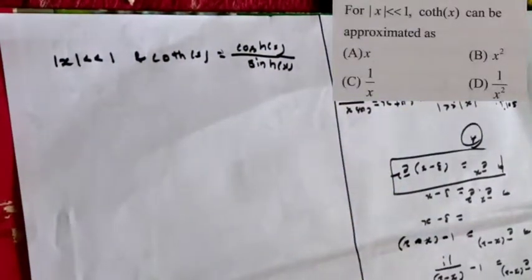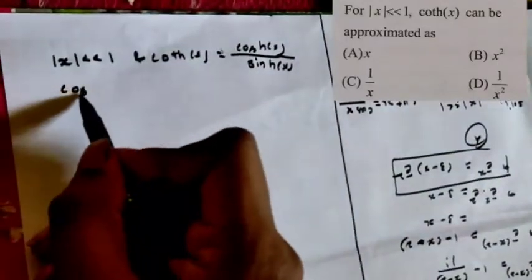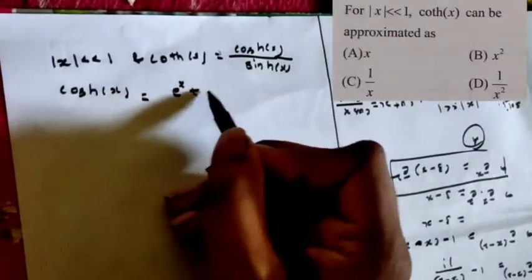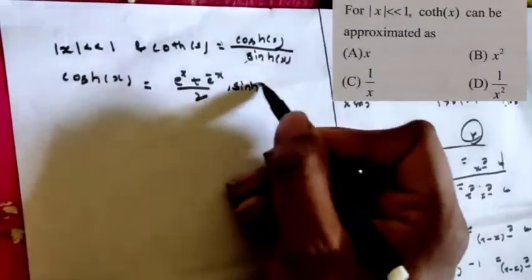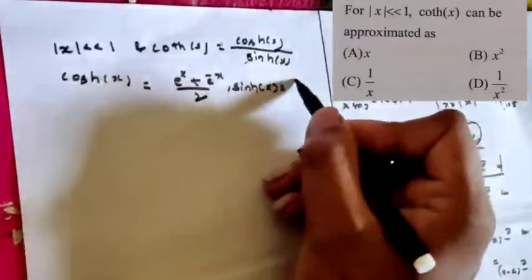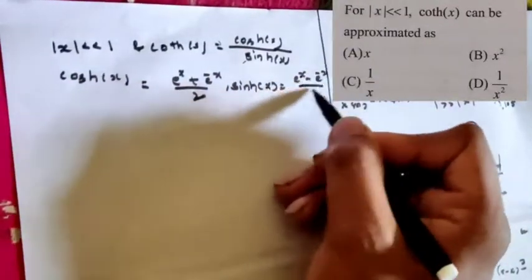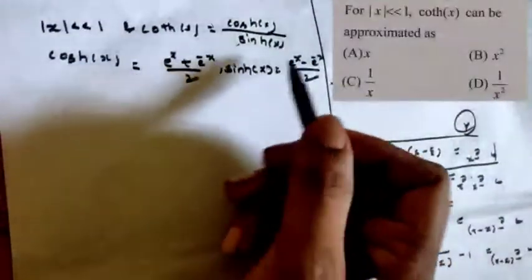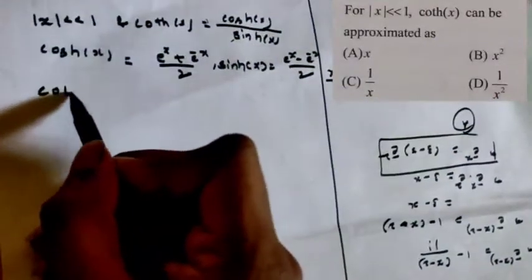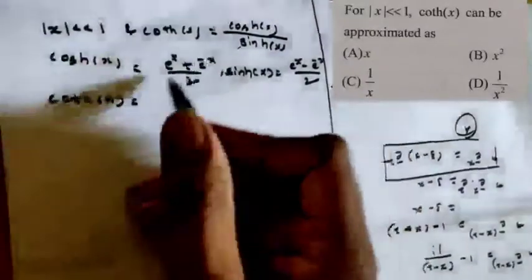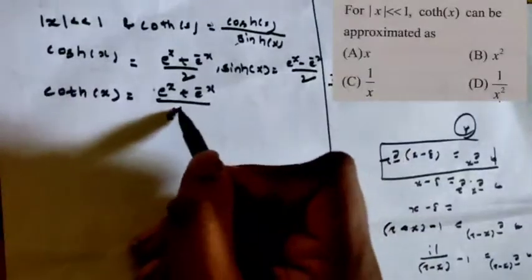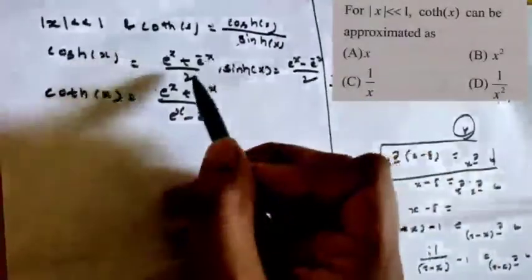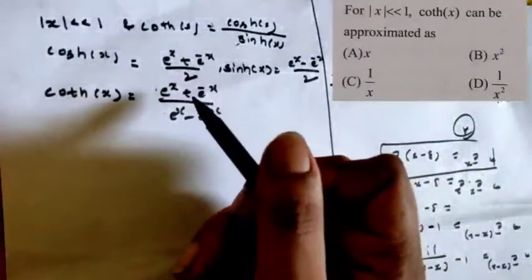Also we know that cos hyperbolic x is equal to (e power of x plus e power of minus x) by 2, and sin hyperbolic x is written as (e power of x minus e power of minus x) by 2. Substituting these two, we get cot x equal to (e power of x plus e power of minus x) by (e power of x minus e power of minus x), because the 2s get cancelled.